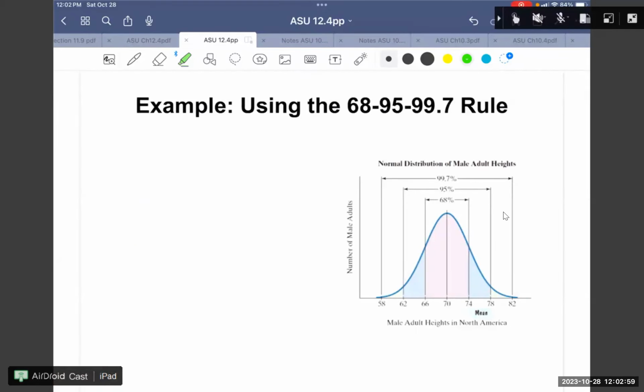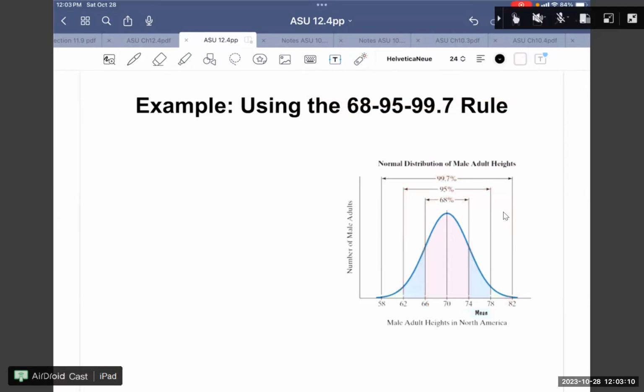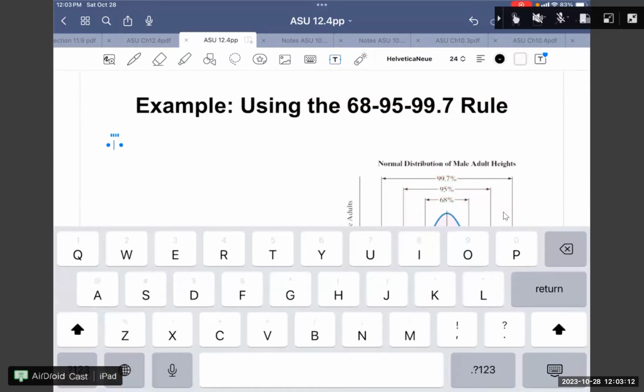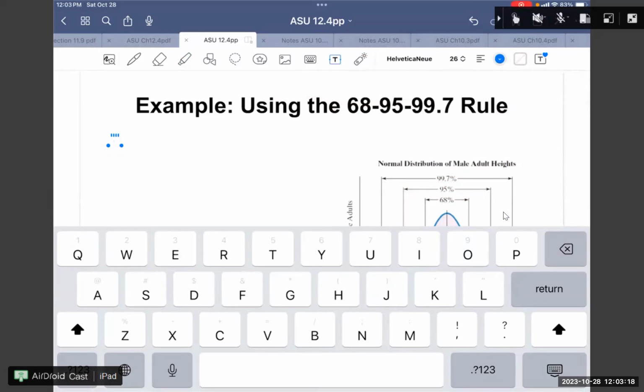So we continue using the same rule, using the standard deviation for adult heights. So now we can have this.